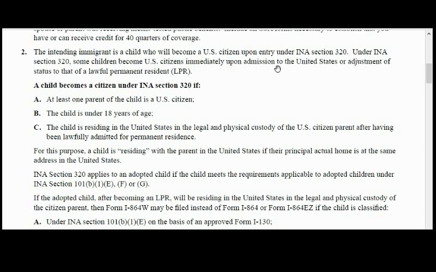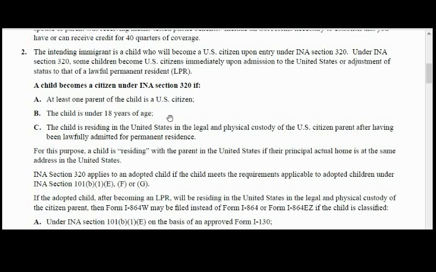Okay. And then they kind of explain over here how a child becomes a U.S. citizen under this section. A, at least a parent of the child is a U.S. citizen. If the child who is coming to the United States of America has one parent who is a U.S. citizen, the child is under 18 years of age, and the child is residing in the United States of America in the legal and physical custody of the U.S. citizen parent after having been lawfully admitted for permanent residence.